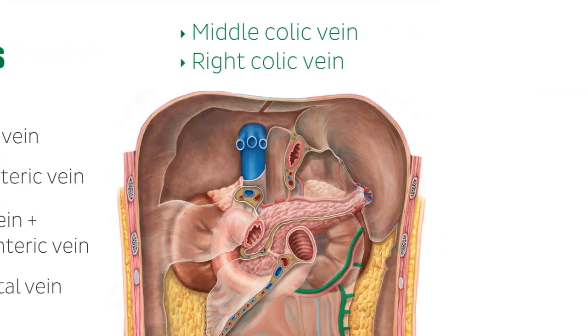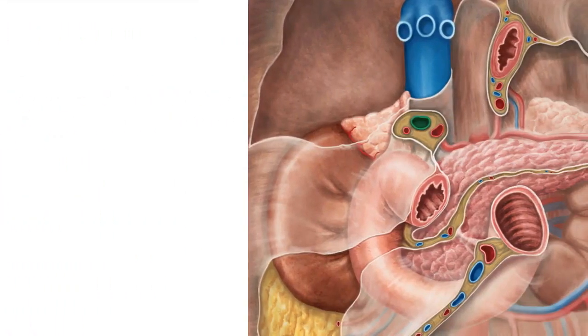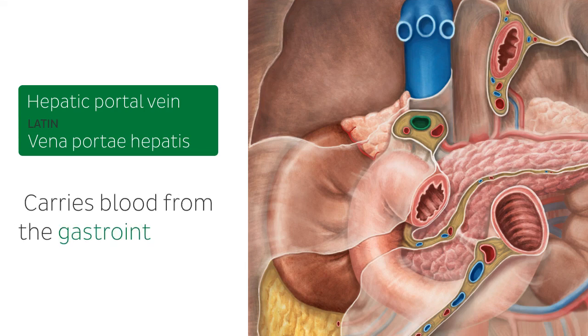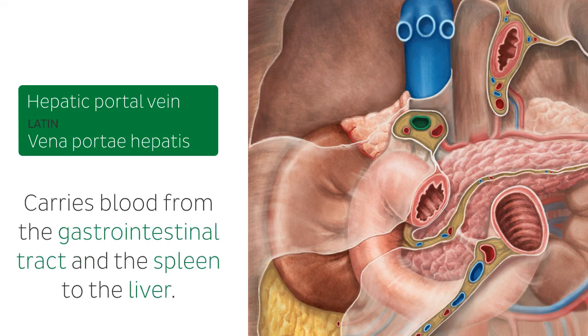All of the veins that we've mentioned so far drain blood from the gastrointestinal tract and the spleen into one large vein which is known as the hepatic portal vein and is now highlighted in green. As I mentioned previously, this structure is part of the portal triad, which also consists of the hepatic artery proper and the common bile duct. This vessel carries nutrient-rich blood from the gastrointestinal tract and the spleen to the liver.